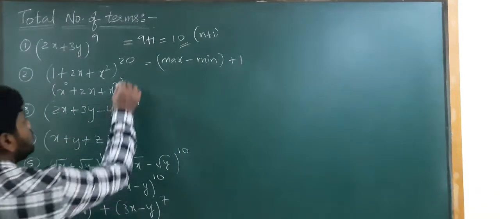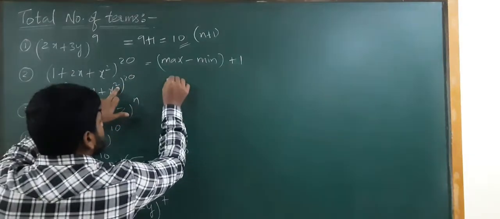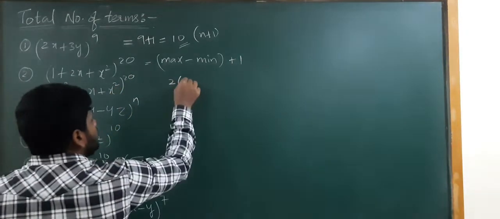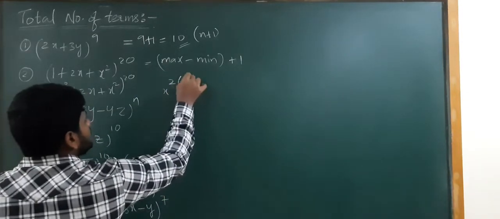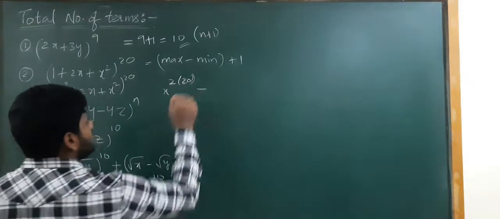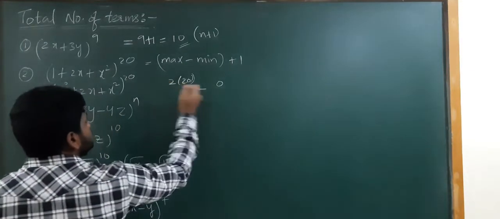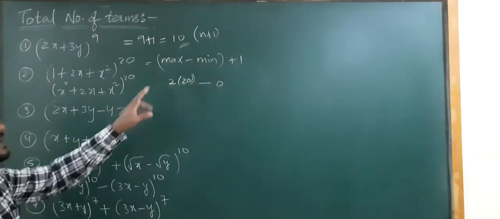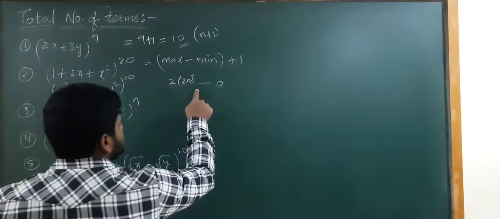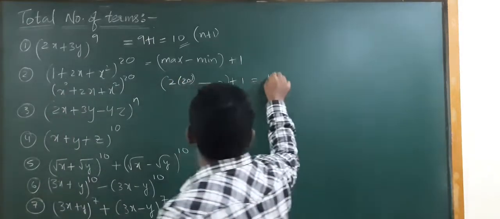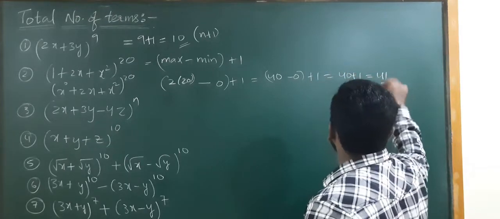If we expand this whole to the power of 20, the largest term you will get is x power 2 into 20, minus minimum. What is the minimum here? 0. So minimum will be 0. Here we should not consider x, we only need to consider the maximum and minimum values of the powers. So 2 into 20 is 40, minus 0 plus 1, which is equal to 41 number of terms.